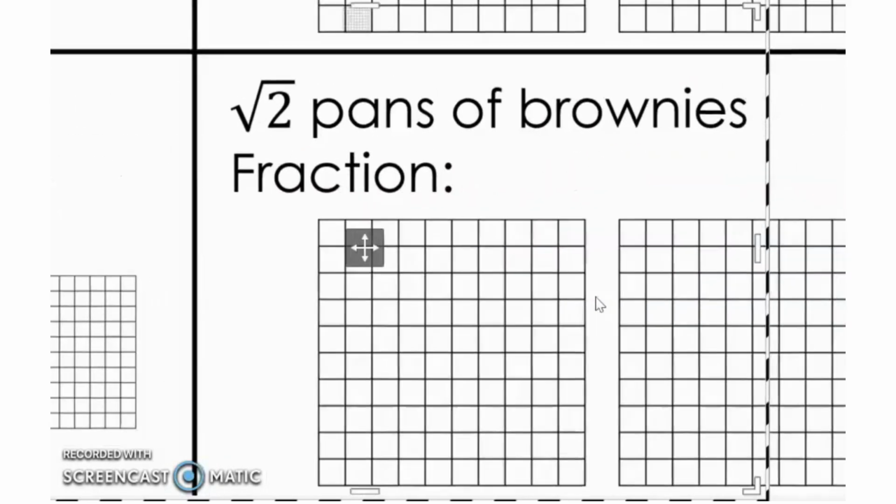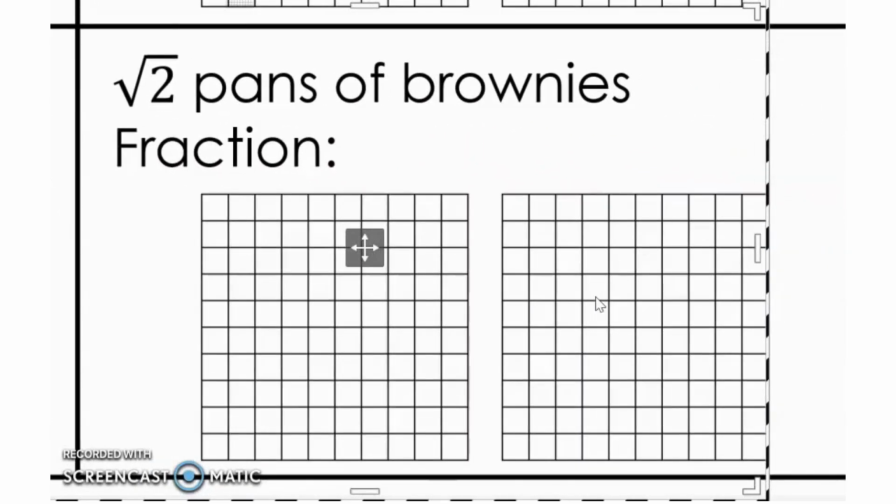All right, and then the last one, square root of 2 pans of brownies. So what number times itself is 2? I don't know. If I use a calculator to help, I get 1.41421356, yada, yada, yada. Okay, so that would be another example of an irrational number. And we can't write that one as a fraction.